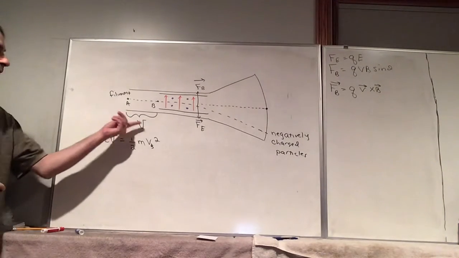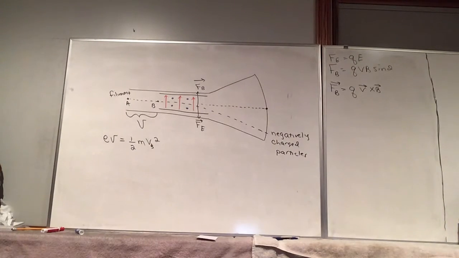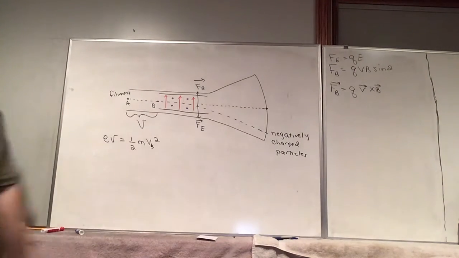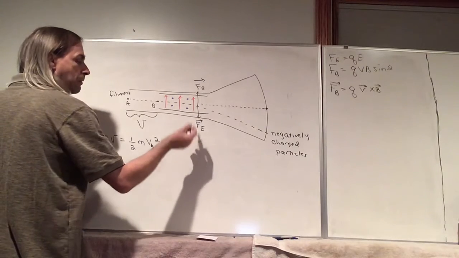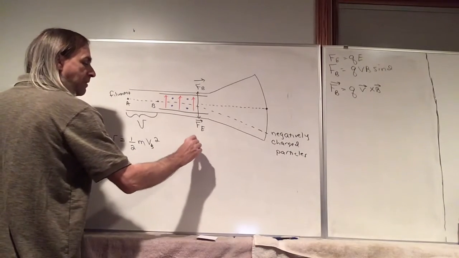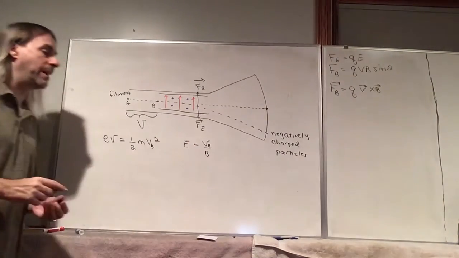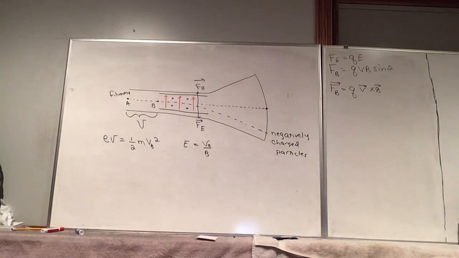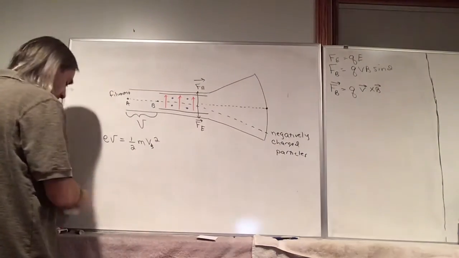So again, we have to be a little careful here. This is a capital V for potential. This is a lowercase v for velocity. And so the particles accelerate in this region with a potential difference, and then they enter the velocity selector. And from here, we can say that E is vB. So again, that's a velocity. Let's solve for a velocity.